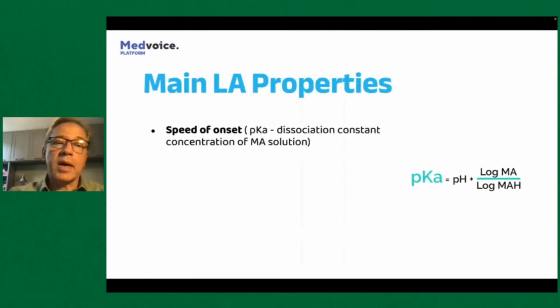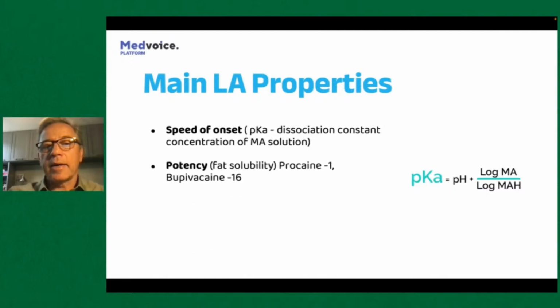Let's talk about main properties of local anesthetics, and we are interested in three main properties. We want to know how quickly the local anesthetic begins to work, what is the speed of onset, and that speed of onset is determined by this constant called pKa, which we'll speak about later in a little more detail.